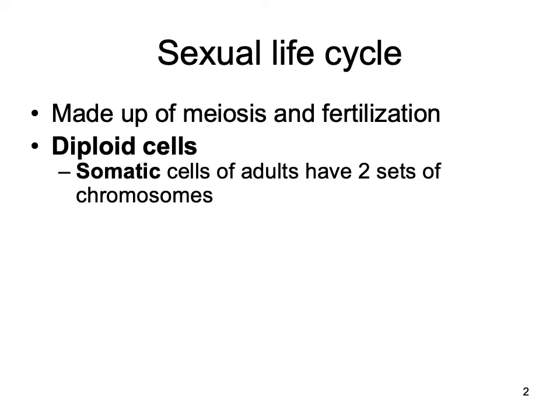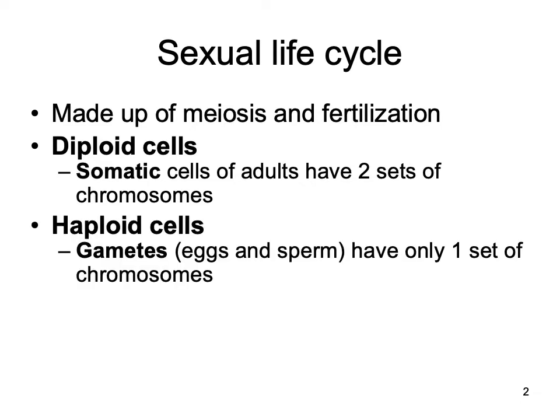So all somatic cells have two sets of chromosomes. One full set of 23 that you got from the maternal side, and a full set of 23 chromosomes that you got from your paternal side. So the egg and the sperm that made you each brought in 23 chromosomes, or one set of each.